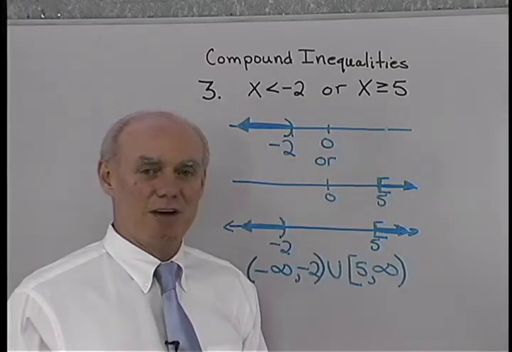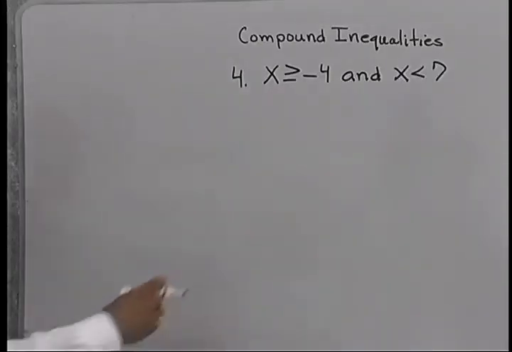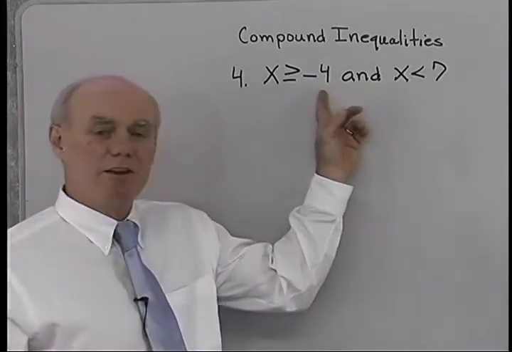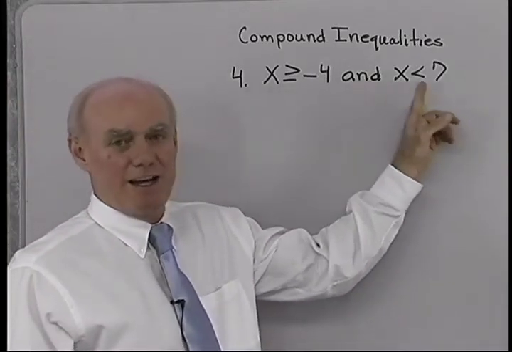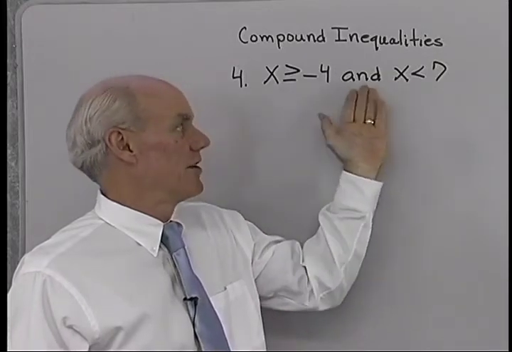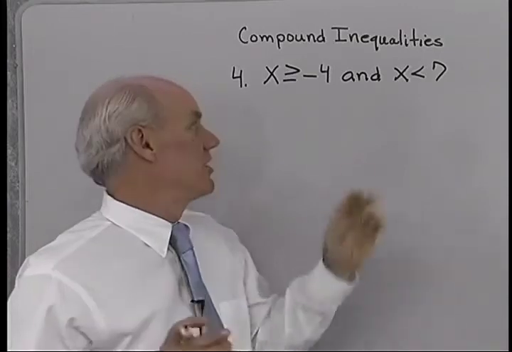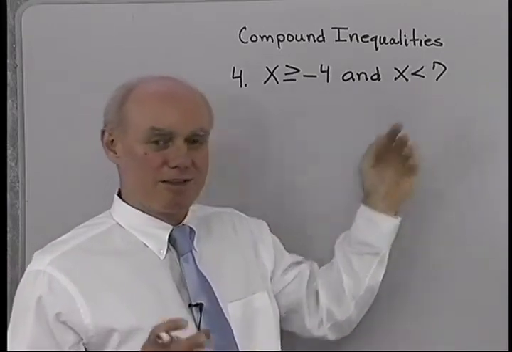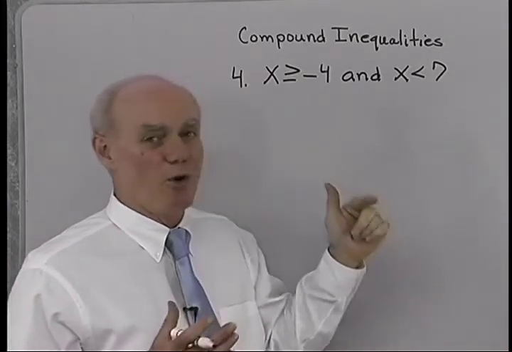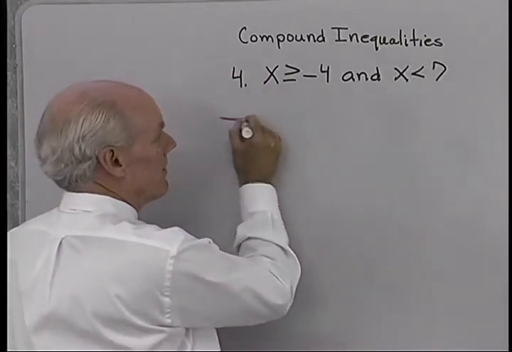Let's see what happens when we have two inequalities connected with the word and. That would be problem number 4, where I have x is greater than or equal to -4 and x is less than 7. So here I have one inequality, a second inequality, connected with the word and. On the number line, I want to find all the numbers that do this and do this. That's different than all the numbers that do one or the other. So let's use our same procedure though and graph this inequality.